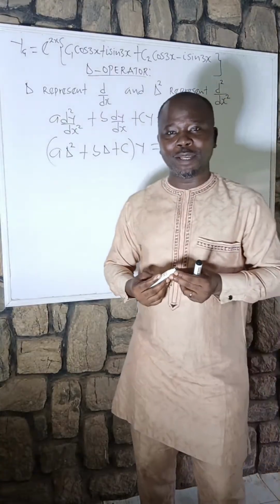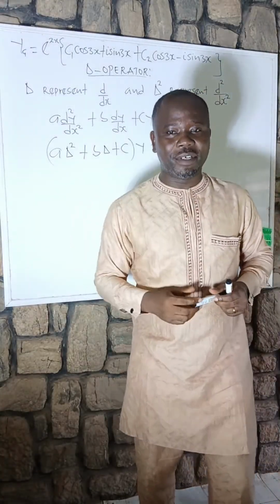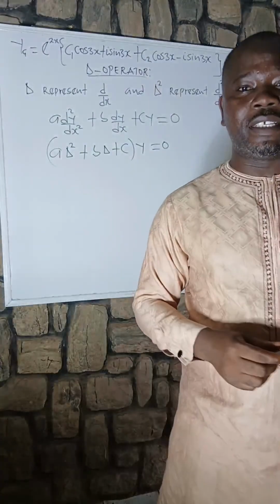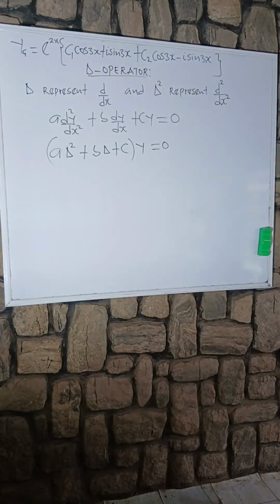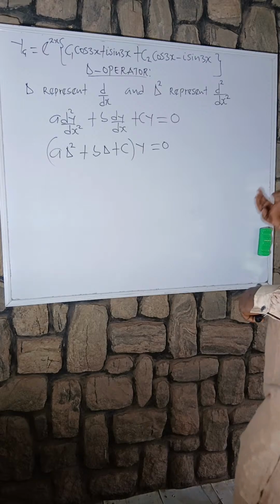Can you see what I am saying? Look at the board very well. I will explain it for you to understand. Amen? Look at the board very well. If you can see what I am saying, I think, look at the board very well.